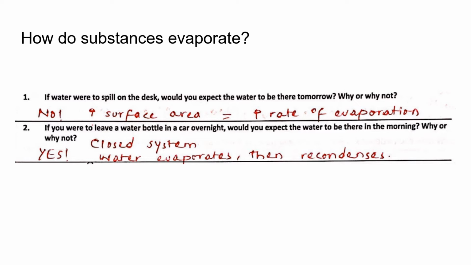And that's because we can't claim that there was no evaporation in the bottle when it was sitting in the car. Maybe there was, but it's a closed system, so all the water that was evaporating eventually condensed back. So we still see the same amount of water that we had.